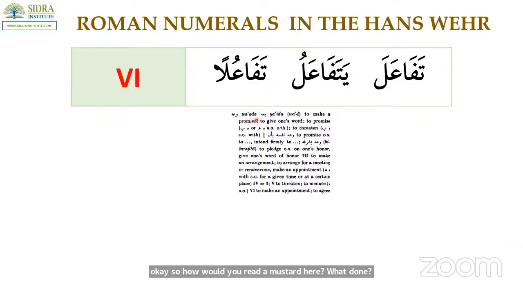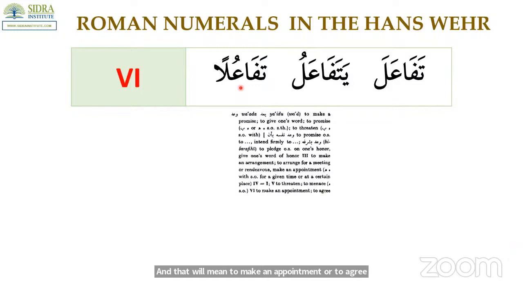But we're not dealing with wa'ada ya'idu. We are looking at number 6, right down here. We can see here the Roman numeral VI, number 6. It means to make an appointment, to agree upon a time. So for this verb pattern to come in the meaning of to make an appointment, it would be tawa'ada yatawa'adu tawa'udan. So repeat: tawa'ada yatawa'adu tawa'udan. That will mean to make an appointment or to agree upon a time with one another.